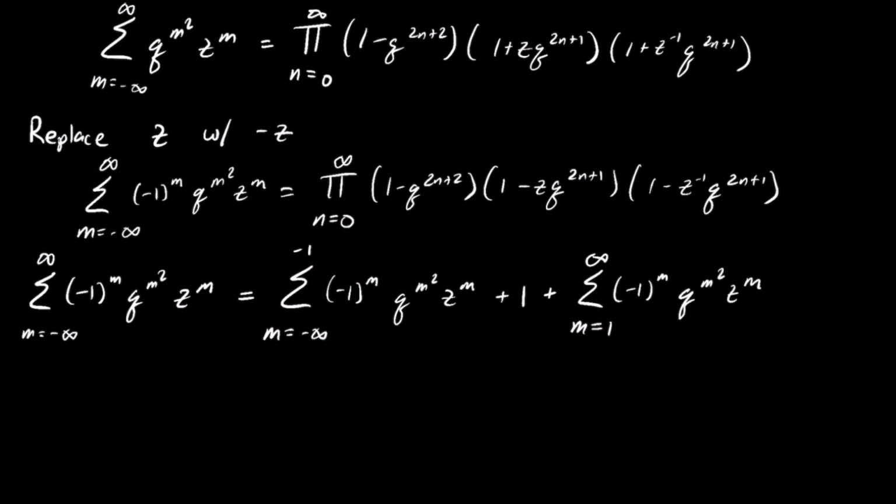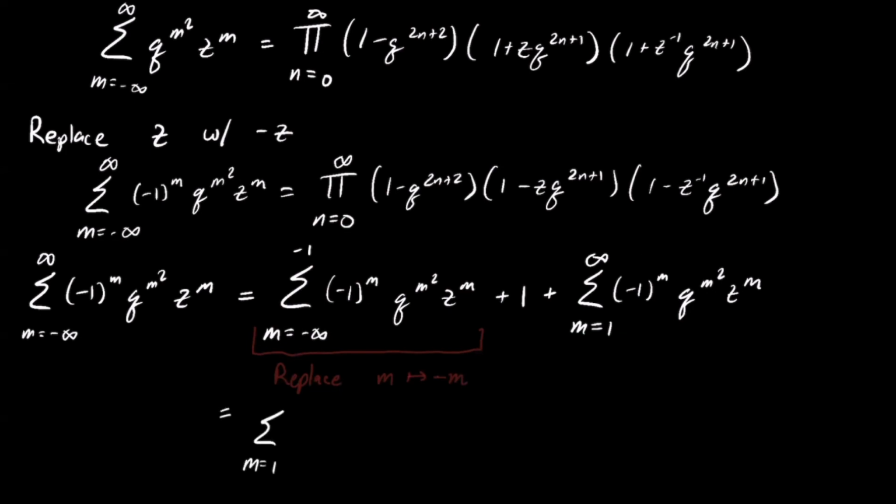Okay, and what I'm going to do is, in the sum on the left, I'm going to replace m by -m. So I'm going to reindex this sum. So what does this sum look like if I replace m with -m?